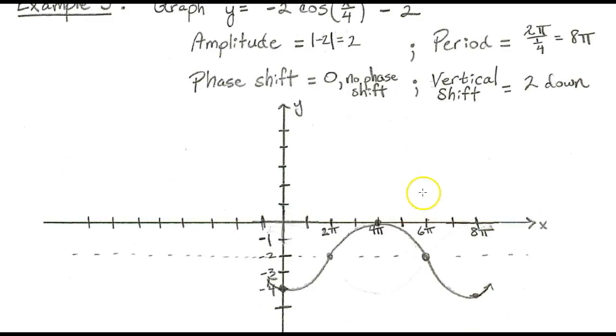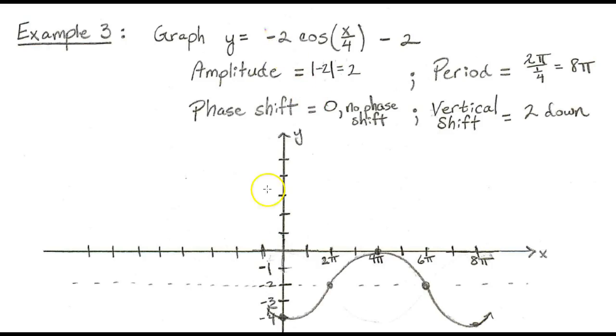So it's just the cosine function. The first thing it does, this minus 2, is reflect it. So instead of starting up here and drawing like this, it starts down here and draws like this. And its period will be 8 pi.